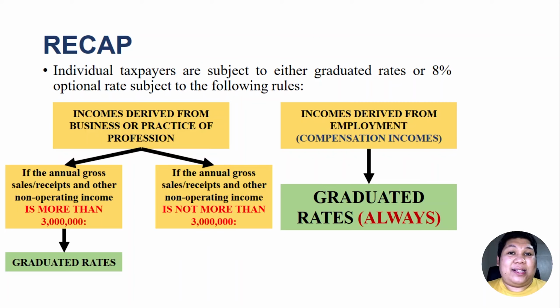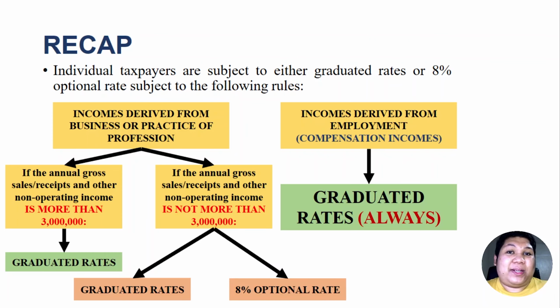But if the annual gross sales or receipts and other non-operating income is not more than 3 million, the taxpayer has the option to choose whether to subject these incomes to graduated rates or to the 8% optional rate. So these are our two tax regimes in the Philippines for individual taxpayers. Meaning to say, if you are a business income earner, a professional practicing your own profession, a freelancer, or doing service for others, and your annual gross sales or receipts and other non-operating incomes is not more than 3 million, you have the option of the 8% optional rate or the graduated rates.